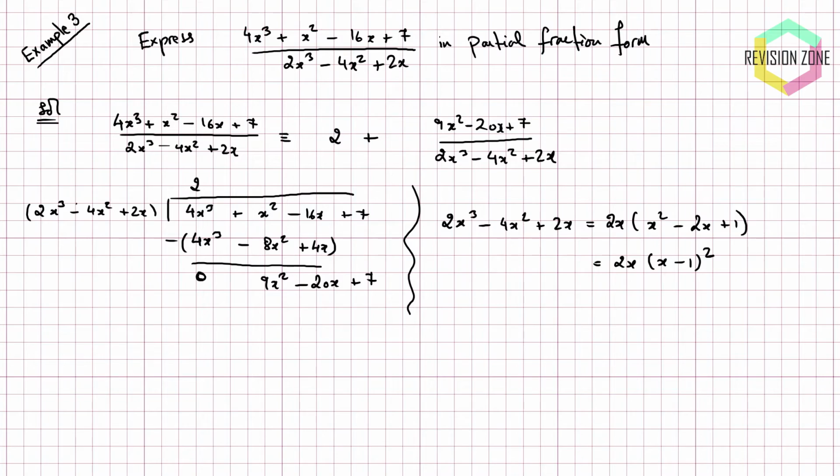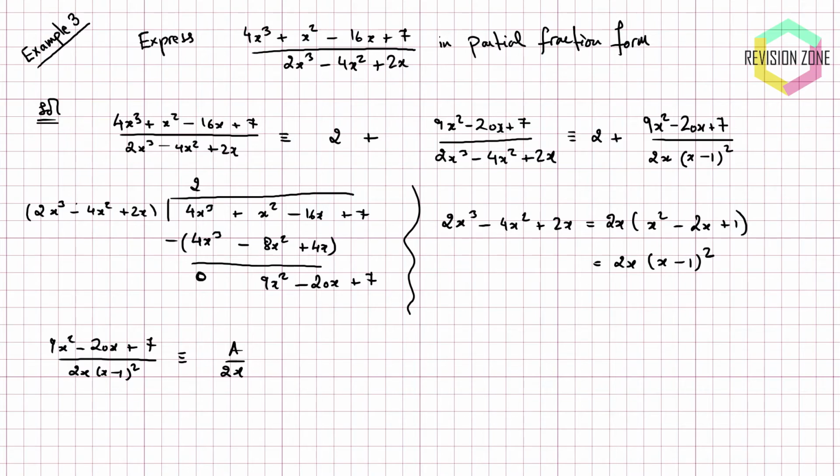It's a fairly standard quadratic to factorize, and in fact, it's a complete square. Okay. So once we have that, I can actually come here and say this is exactly the same as 2 plus. So let's now just do the standard arguments that we actually apply to that sort of thing. 9x squared minus 20x plus 7 over 2x, x minus 1 squared. And the standard partial fraction form here is going to be a over 2x. Remember, we've actually got a squared in the denominator, so we've got a repeated factor, and these things must be expressed in this sort of way.